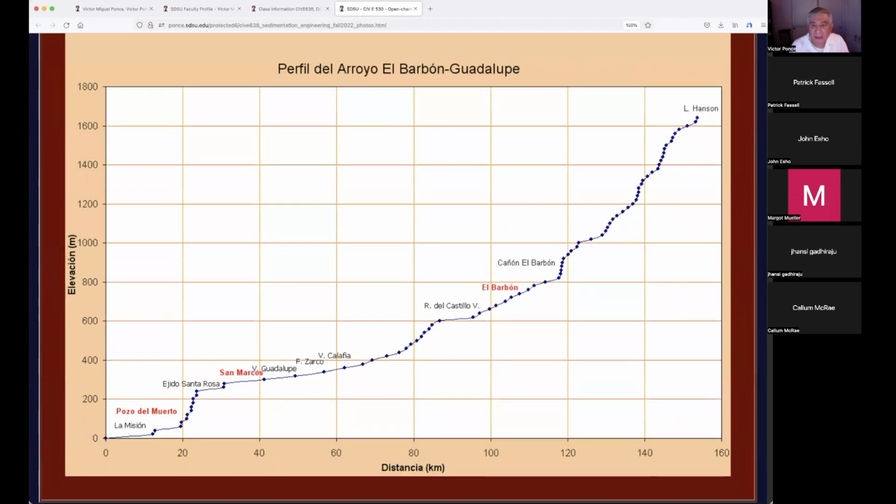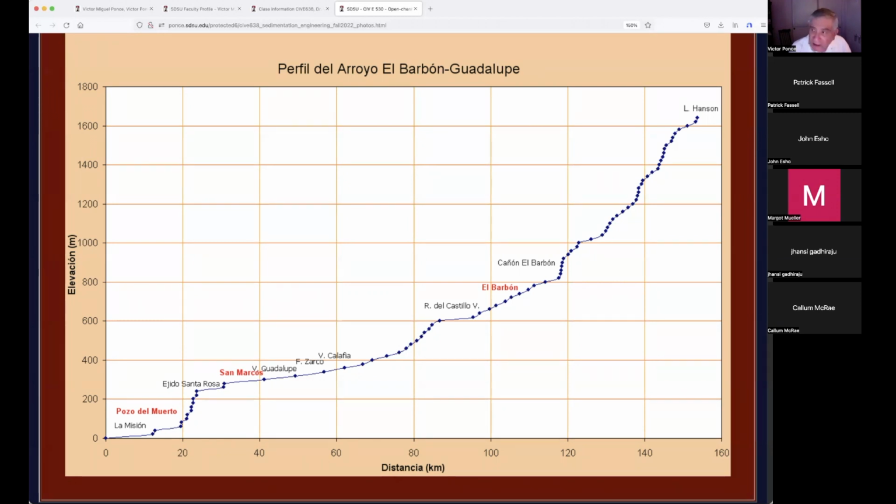This is fascinating. Back in the early 2000s, we did a study on the El Barbon Creek in Mexico, east of Ensenada. And the issue was, where's the sand? Because the sand mining companies wanted to find out where the sand was so they could claim it. They could claim it, say, for 40, 50 years. I'm going to claim all the sand. So myself and a student of ours at that time, Mr.